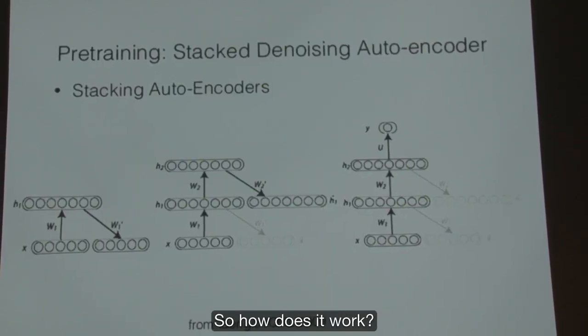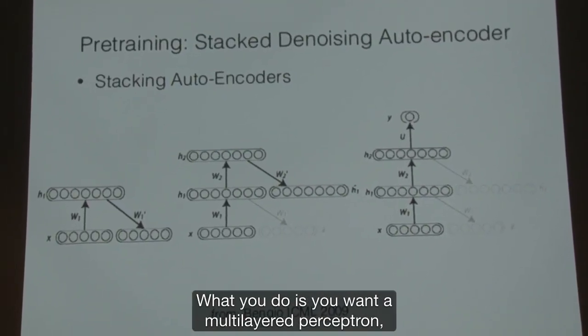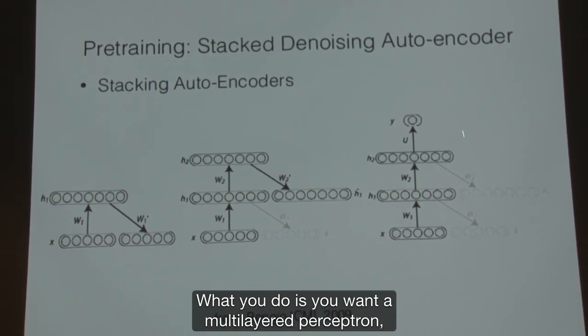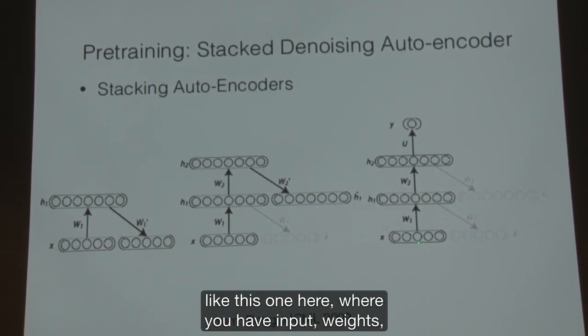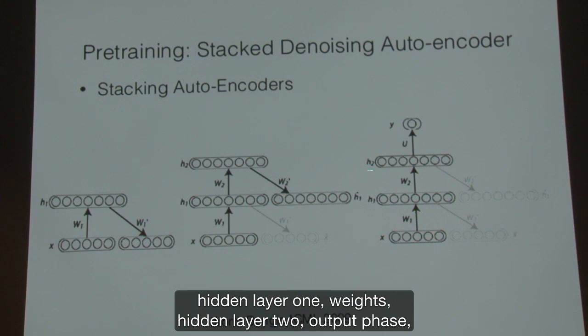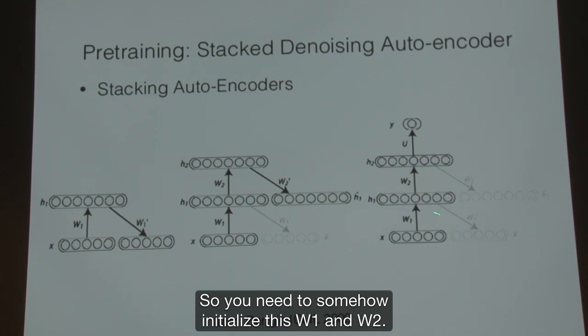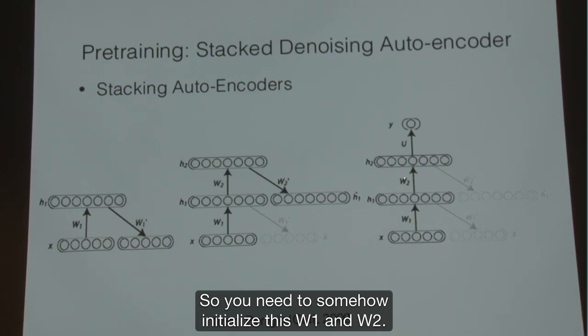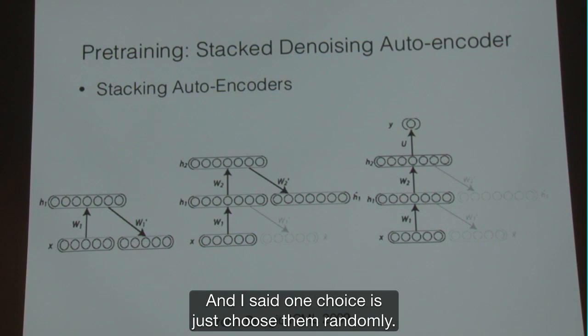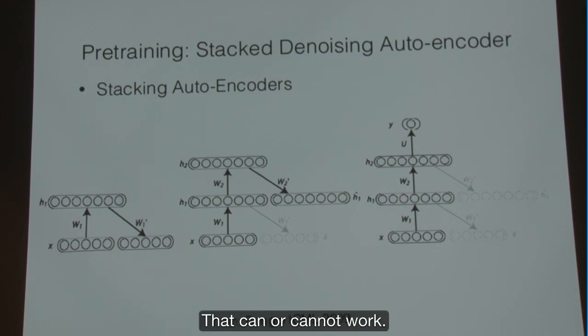So how does it work? What you do is, you want a multi-layer perceptron, like this one here, where you have input, weights, hidden layer 1, weights, hidden layer 2, output, face, yes or no. So you need to somehow initialize this W1 and W2. And I said one choice is just choose them randomly. That can or cannot work.